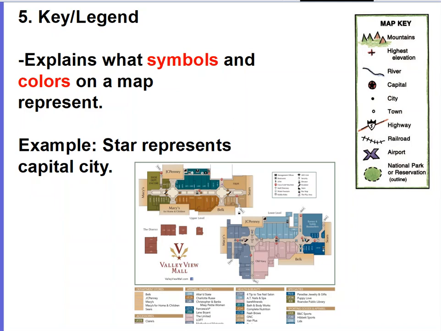And then the last little bit here is the key or the legend on a map, and it explains what specific symbols and colors on a map represent.